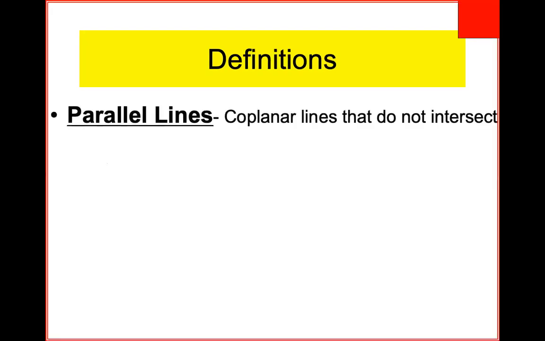All right, so first definition is parallel lines. Coplanar lines that do not intersect.